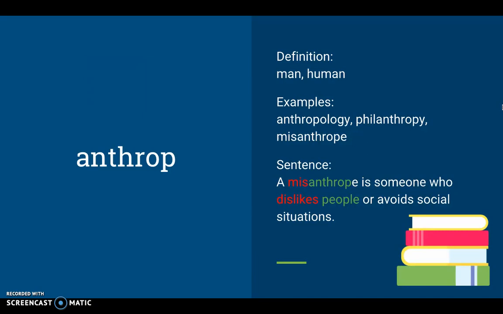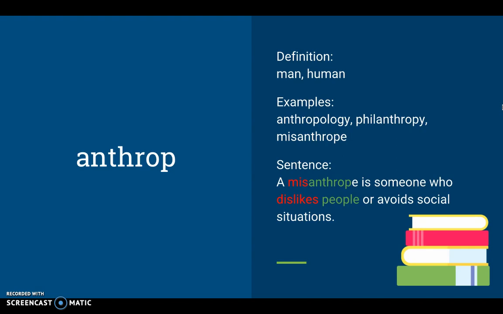Alright, our first root word is anthrop. The definition is man or human, and some examples of anthrop are anthropology, philanthropy, and misanthrope. So go ahead and write down those examples, pause the video, find their definitions, and write those too to help really reinforce the meaning of the word anthrop. We're going to go ahead and look at misanthrope.